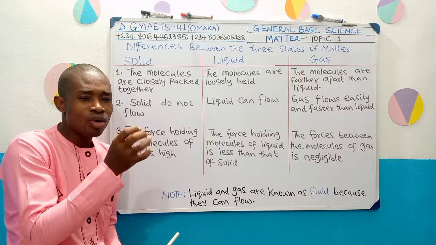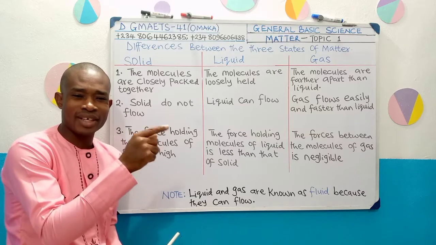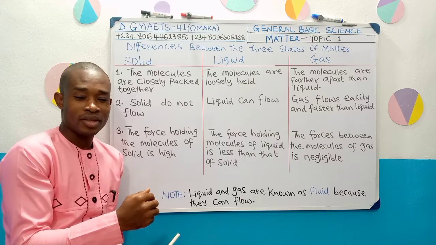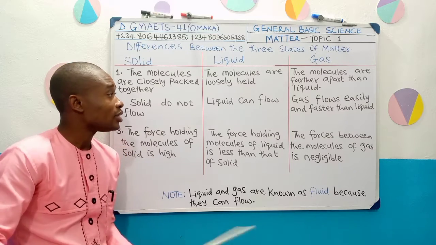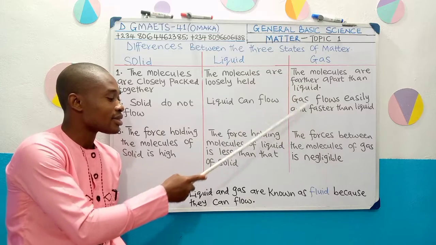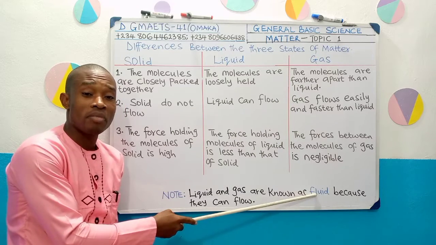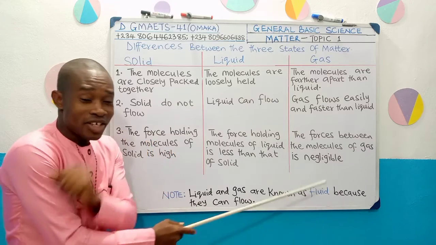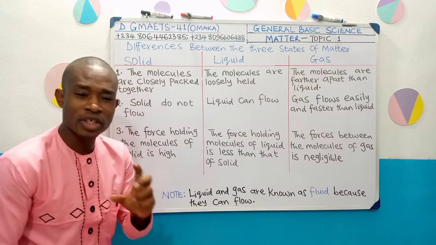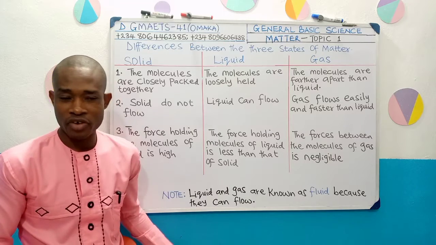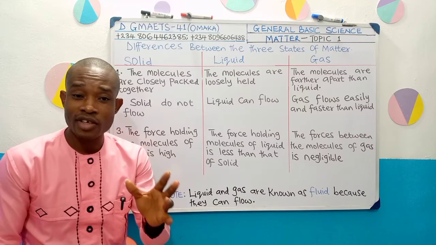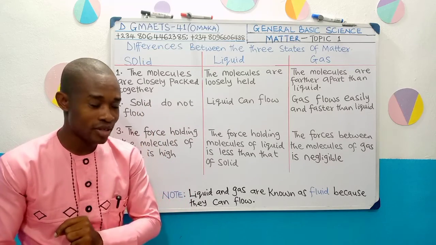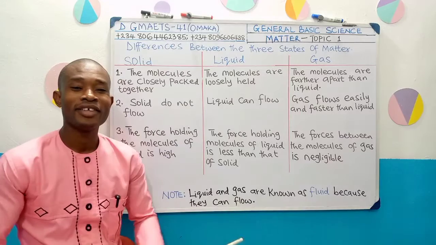Now, as we're explaining the differences between these states of matter, you notice something. There is some close relationship between liquid and gases. For example, liquid can flow, gas can flow. And that is why liquid and gas, both of them, these two states of matter, we refer to them as fluid. So friends, anytime you hear which state of matter is referred to as fluid, the answer is liquid and gas. And what is the reason? Because both of them can flow.